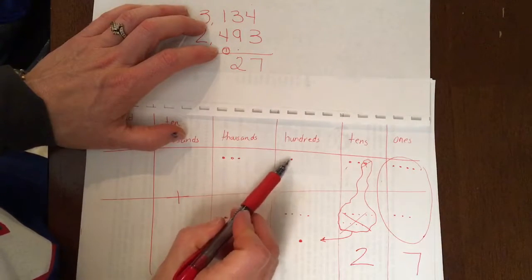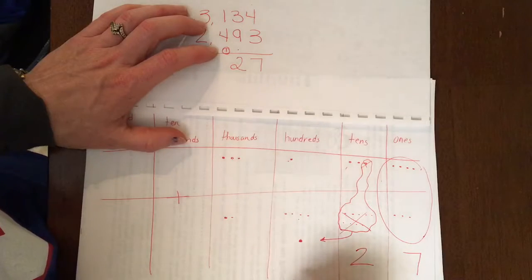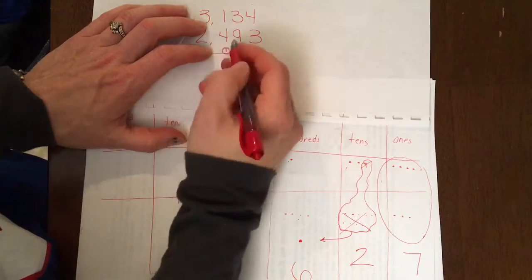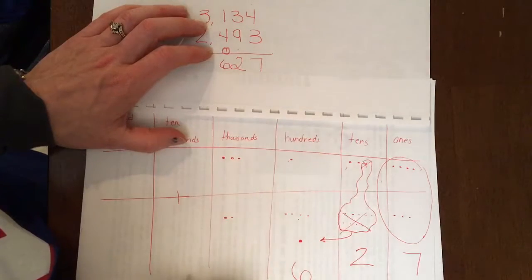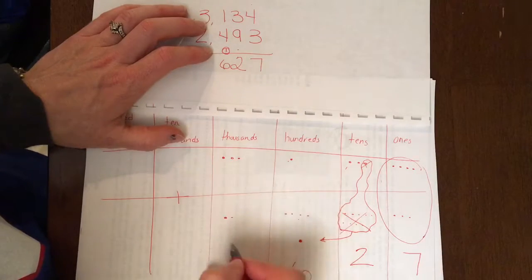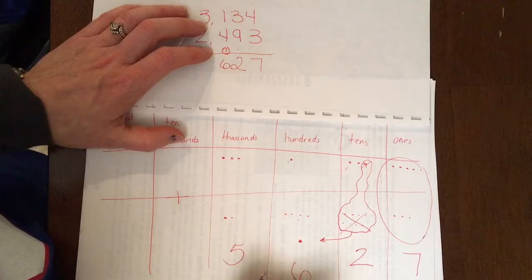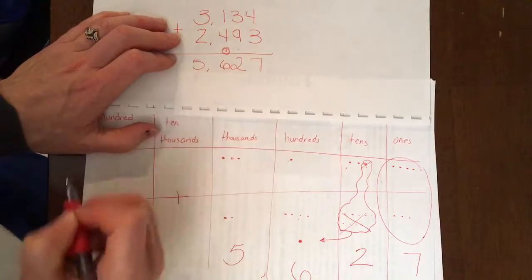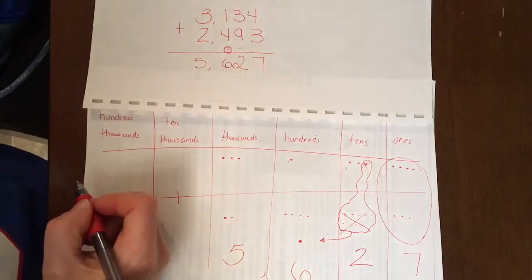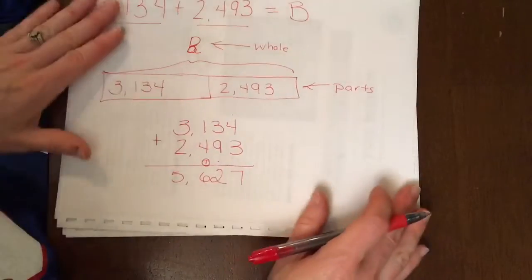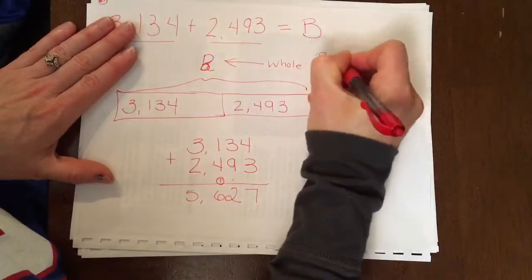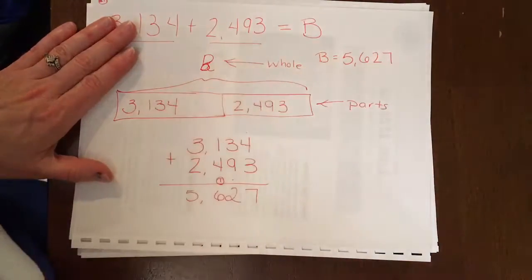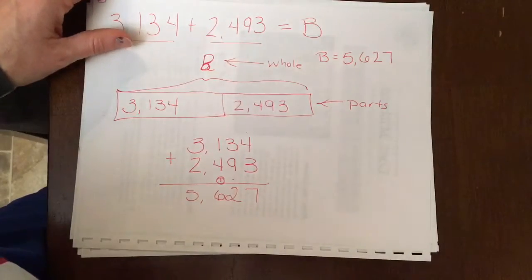Then I add up my hundreds. 1 plus 4 plus 1 is 6. And I add up my thousands. 3 plus 2 is 5. So the answer to my equation is that B equals 5,627. All right, get ready for the next part.